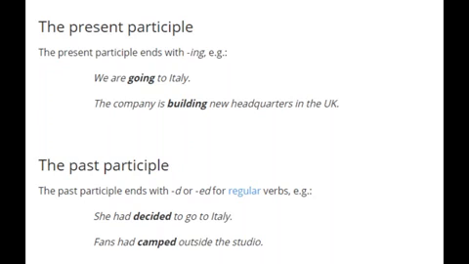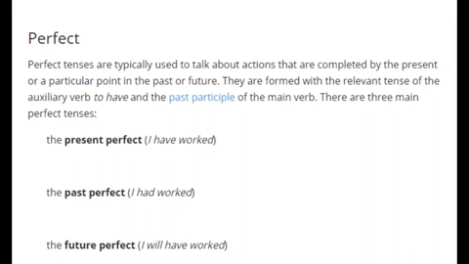Now come to the perfect tenses. Perfect means the action has already been completed. Perfect tenses are typically used to talk about actions that are completed by the present or a particular point in the past or future.